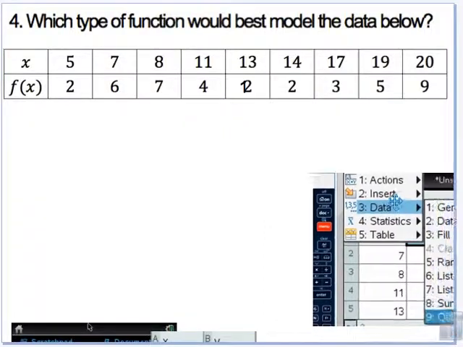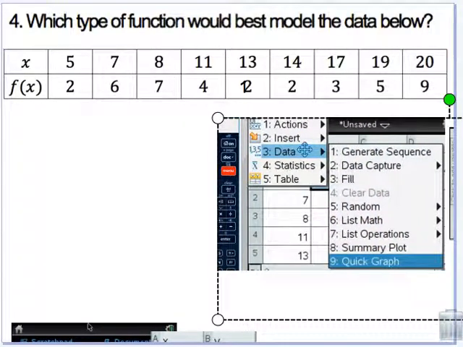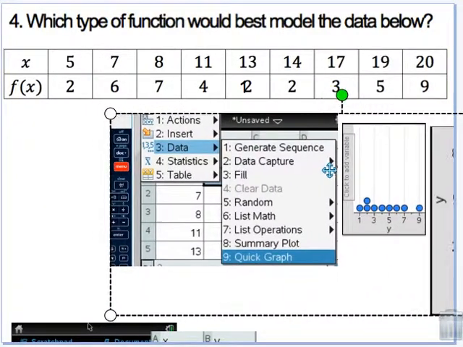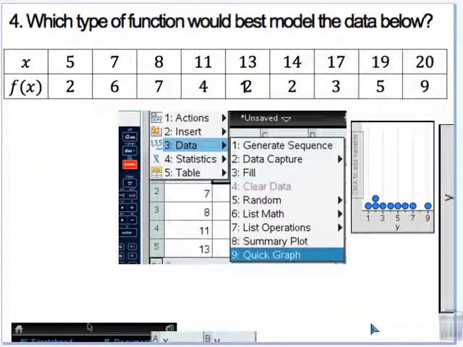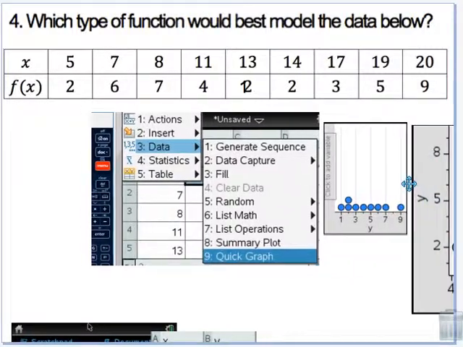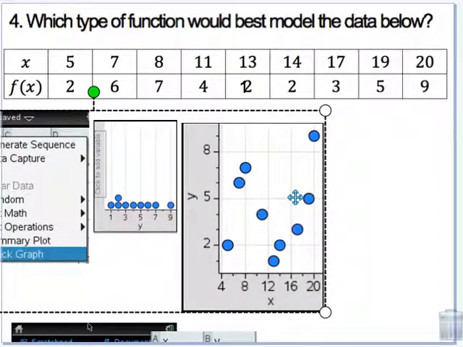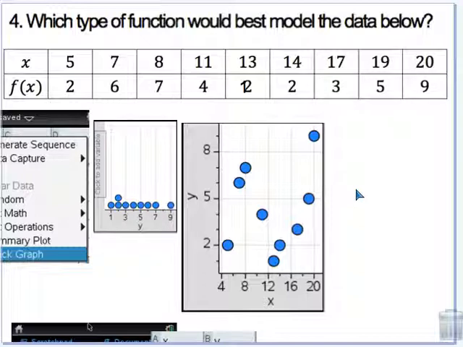Okay, once you do that, you're going to go to Menu, Data, and Quick Graph. That will give you a graph that looks like this. You will have to tell the calculator that the x-axis is the x-axis and the y-axis is the y-axis. Once you do that, the graph you get will look something like this. Basically you need to go through and say, if I connect all the dots, what does my graph look like?